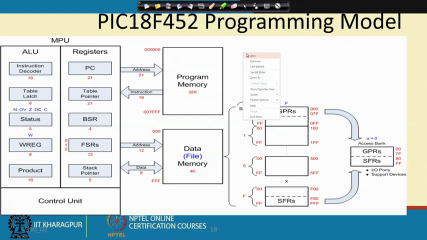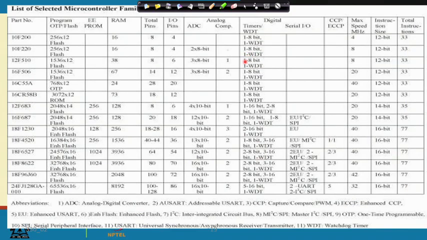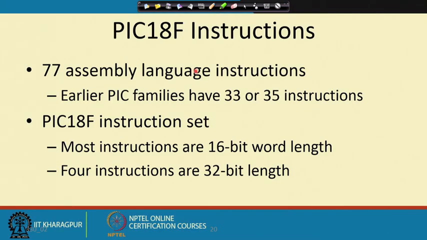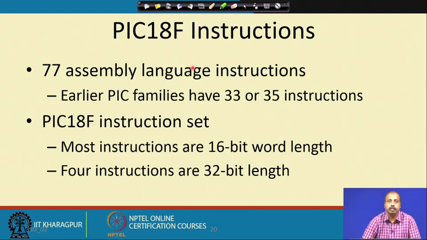This is a list of the different PIC controllers that we have, with their capacities. If you look into the instructions, there are 77 assembly language instructions. The previous versions had 33 or 35 instructions, but this new version has a greater number of instructions. That way this PIC has become more powerful. Compared to other processors, the number of instructions is much less, but you will see that it is quite powerful for microcontroller applications.